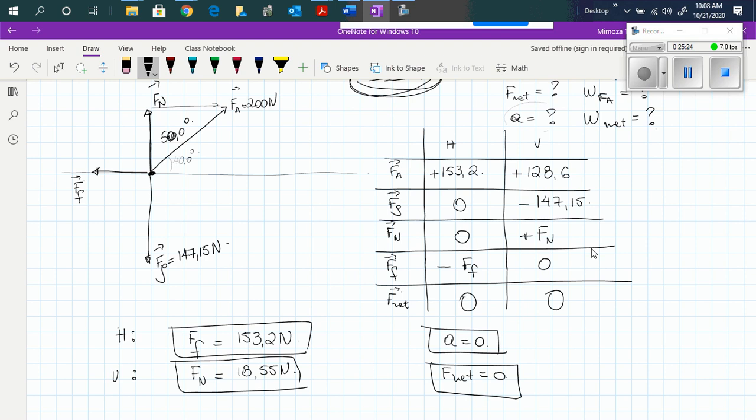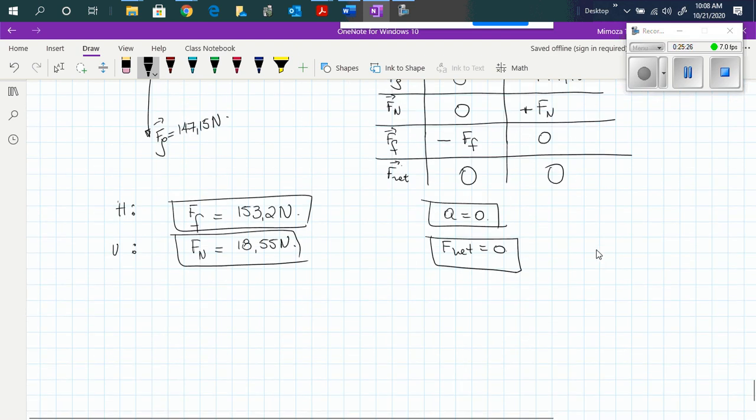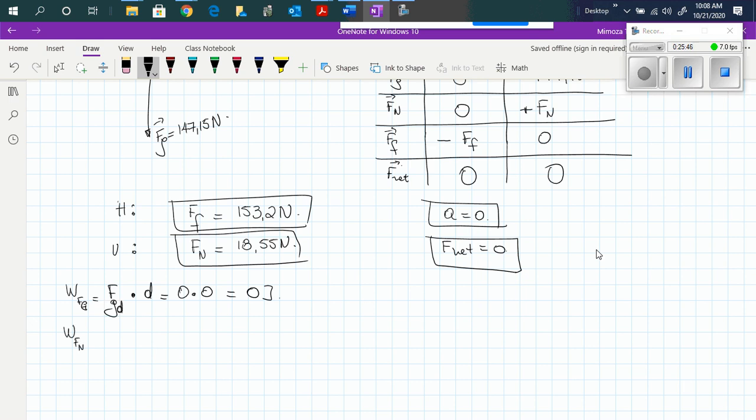Okay, let's move now to work. So work that is done by force of gravity is the component of force of gravity along the displacement times the displacement. In this case it is 0. So 0 times 0 equals 0 joules. Force normal is the same deal.